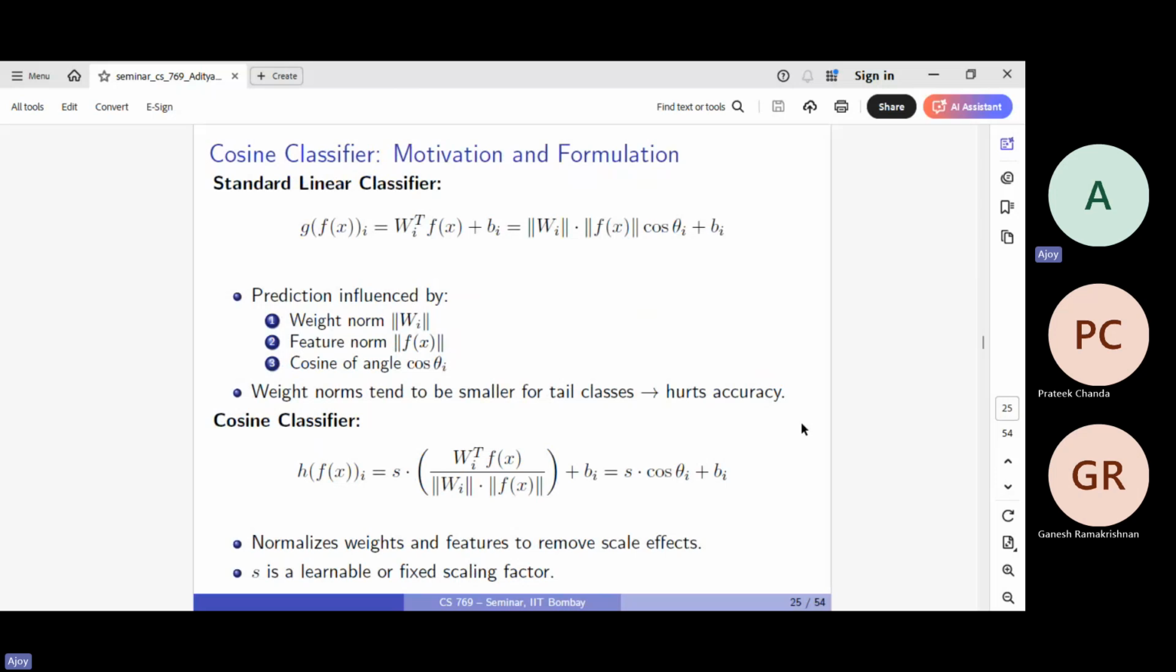theta i, b i, and s. And s is just a learnable fixed scaling factor, which we could set to any number first, and as we go further, we can change it and rescale it to get a proper function.